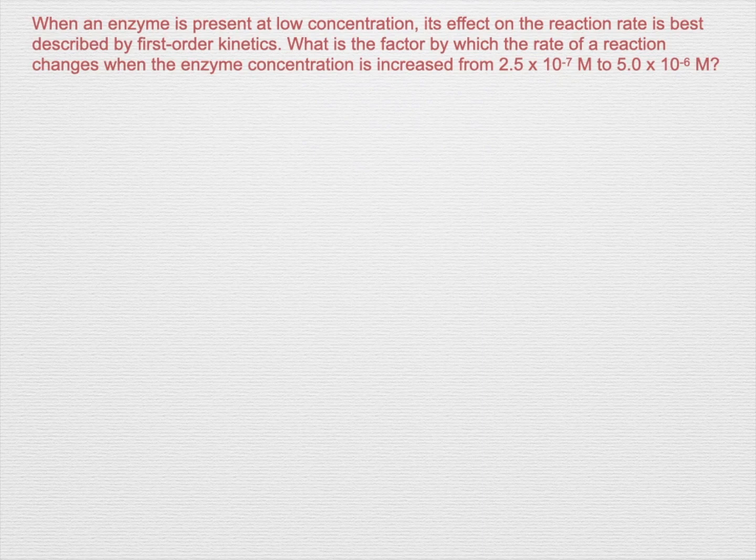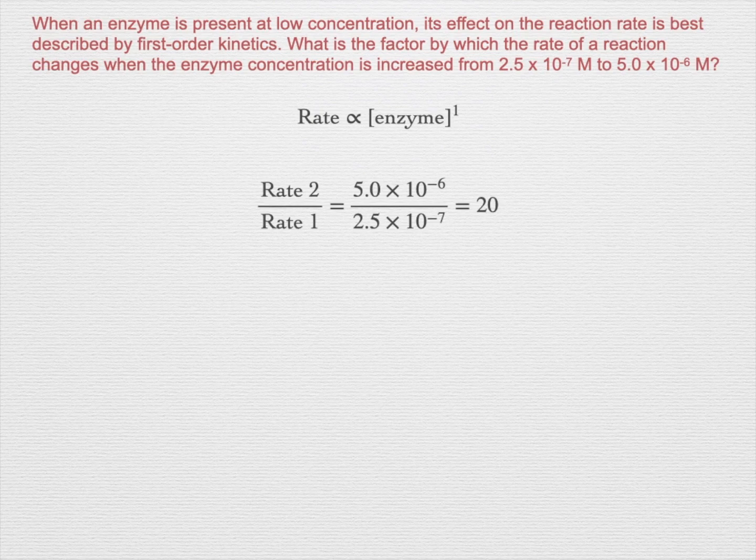Now you need to be careful with catalysis questions. They may not always be talking about its effect as a catalyst. The catalyst, the enzyme, can still show up in the rate equation just like any other reactant. In this case, we are told it shows up with first-order reaction kinetics. That simply means that its concentration is in the rate equation raised to the first power. In the question, its concentration is increased by a factor of 20, so the rate will also increase by a factor of 20.